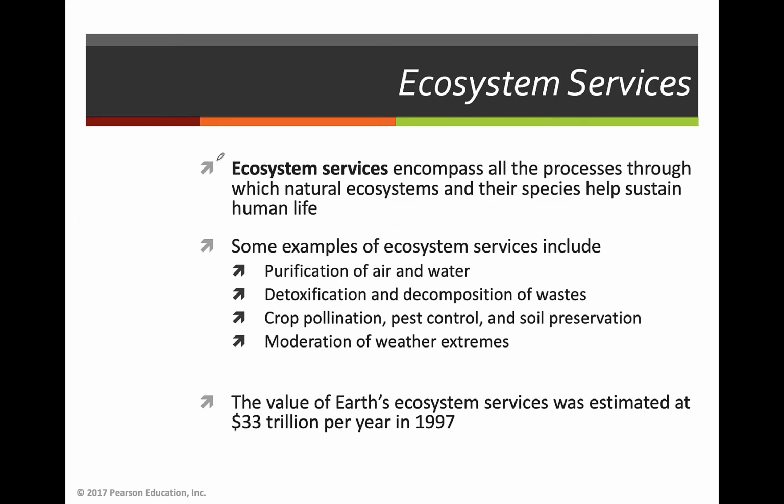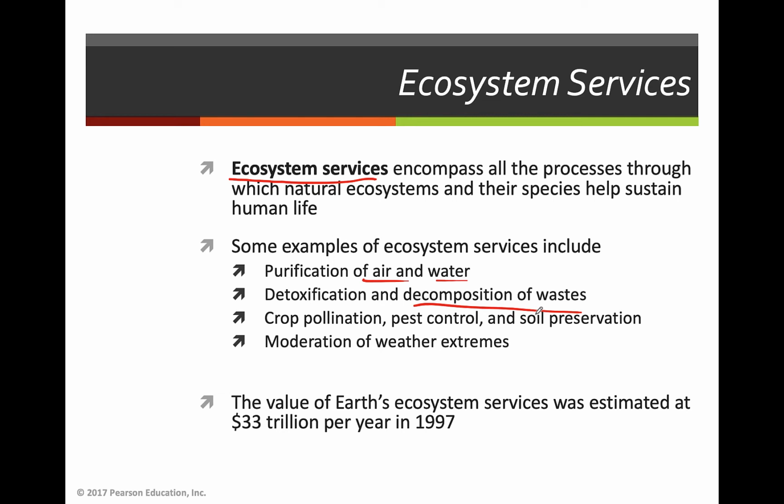One of the other reasons we need a diverse environment is to provide what we call ecosystem services. These are ways in which the natural ecosystem helps sustain human life. So some examples of this: the purification of air and water. We have plants that will filter toxins out of the air, filter toxins out of the water. Decomposition of waste. If you've ever had a compost pile, you can throw stuff in the compost pile forever and it will continue to compost, and it helps to get rid of kitchen wastes and stuff like that.